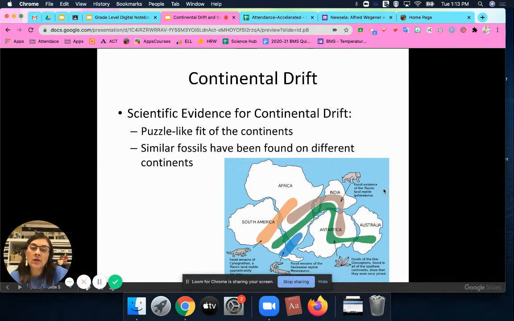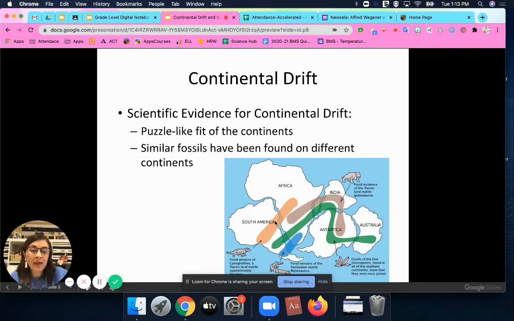Scientific evidence for continental drift. So Alfred Wegener, the scientist we were talking about earlier in the week, he came up with these pieces of evidence. Puzzle-like fit to the continents, similar fossils have been found on different continents, and this picture kind of shows that. South America and Africa fit almost perfectly like a puzzle piece. Antarctica kind of fits up between Australia, India, and Africa.